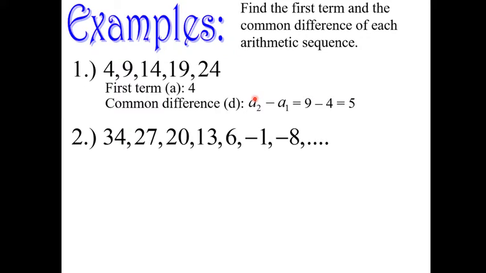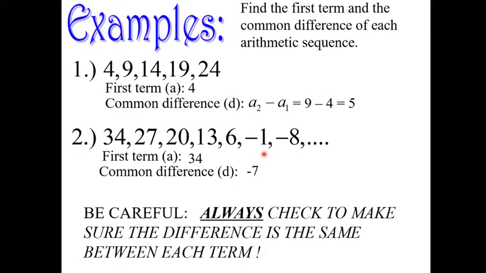For this one right here, we got this next term here. So we got 34, 27, 20, 13, 6, and so on. The first term is going to be 34. The common difference, if I do 27 minus 34, it's going to be negative 7. Or if I do 20 minus 27, it's going to give you negative 7. Okay. So always check to make sure the difference is the same between each term.